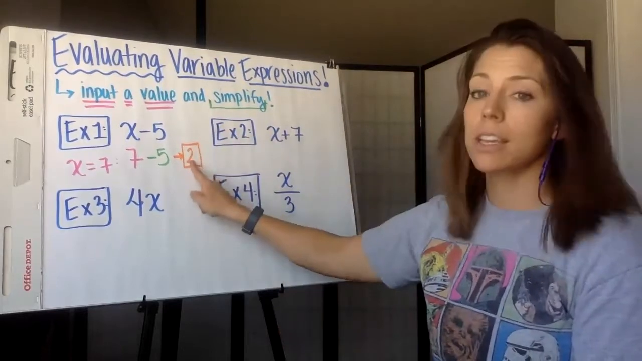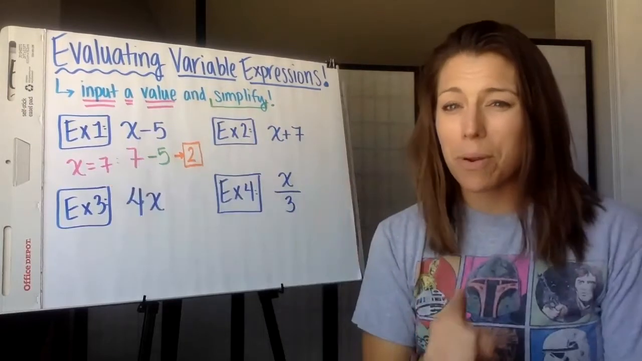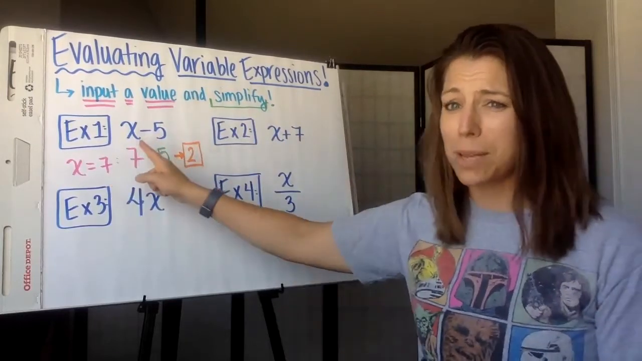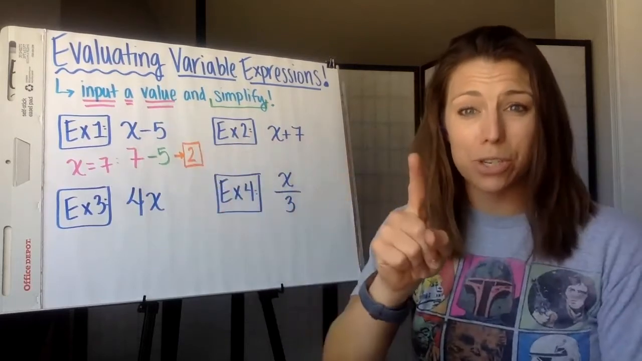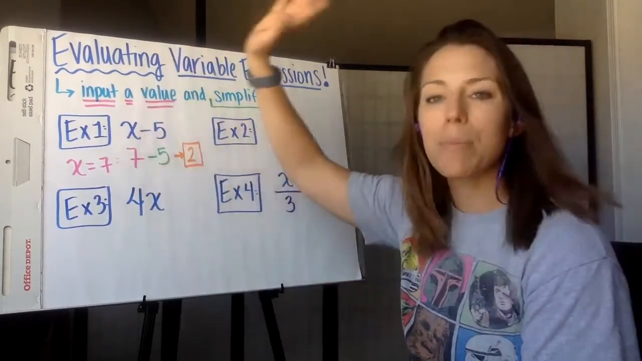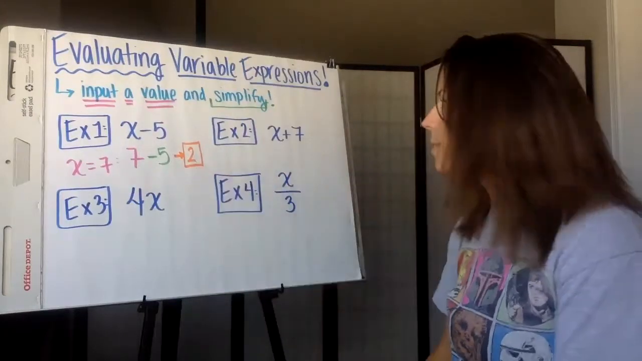Now 2 is unique. You can only get 2 by substituting in 7. If you picked another number, any other number in the world, and you substituted it for x here, you would not get 2. I challenge you to try to find one. So pick any other number, -7. You won't get 2. That's why that value is unique.